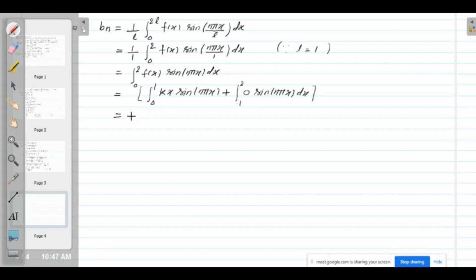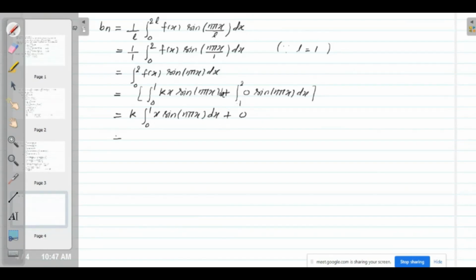Here k is a constant, take it outside, integration with limit 0 to 1 of x sine n pi x. And the other part will be 0 multiplied by this. The limit is 0 to 1, then 1 to 2, your limit will be continuous. And 0 multiplied with this sine function will be 0. Here you write dx, and plus this is 0.